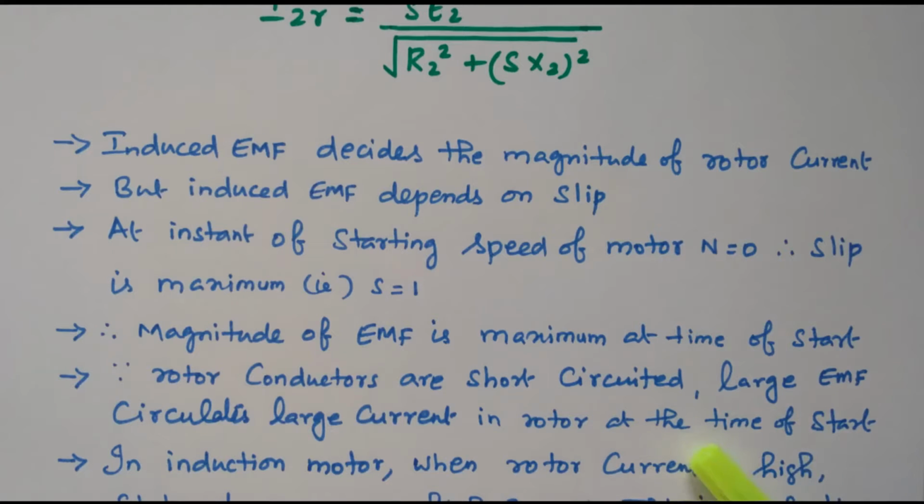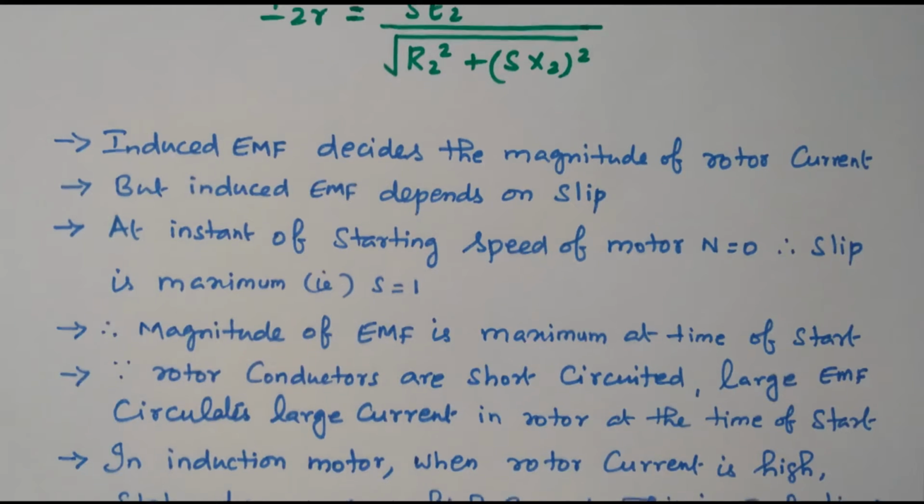So it purely depends upon the induced EMF, and the magnitude of this induced EMF is maximum at the starting. So the rotor conductors are short circuited and the large EMF circulates a large current in the rotor at the time of starting.